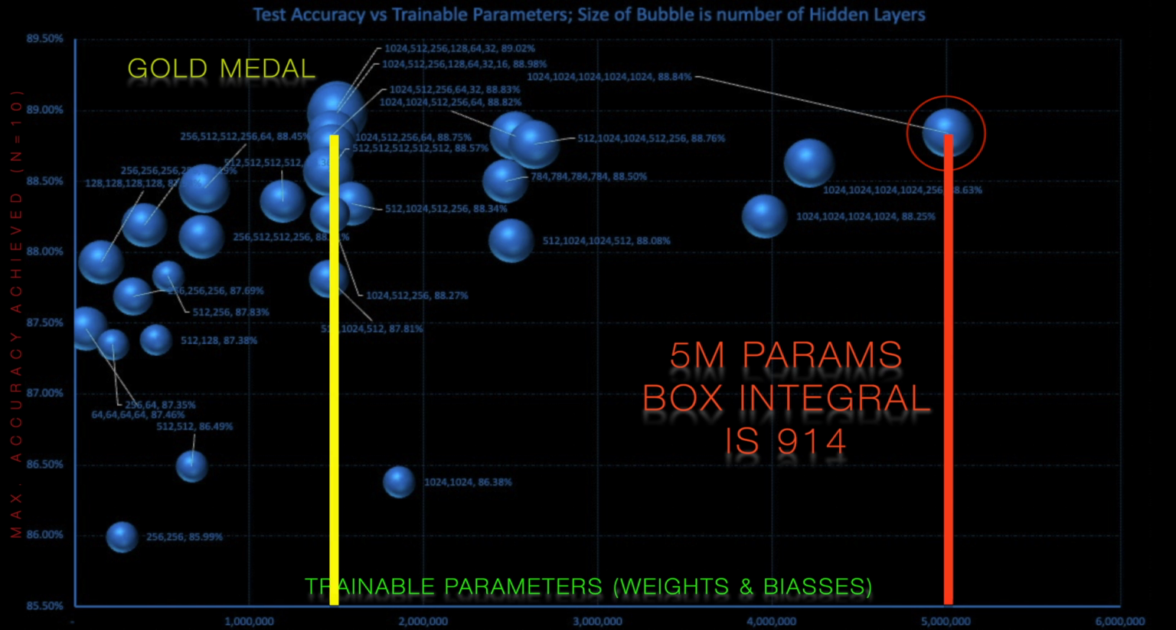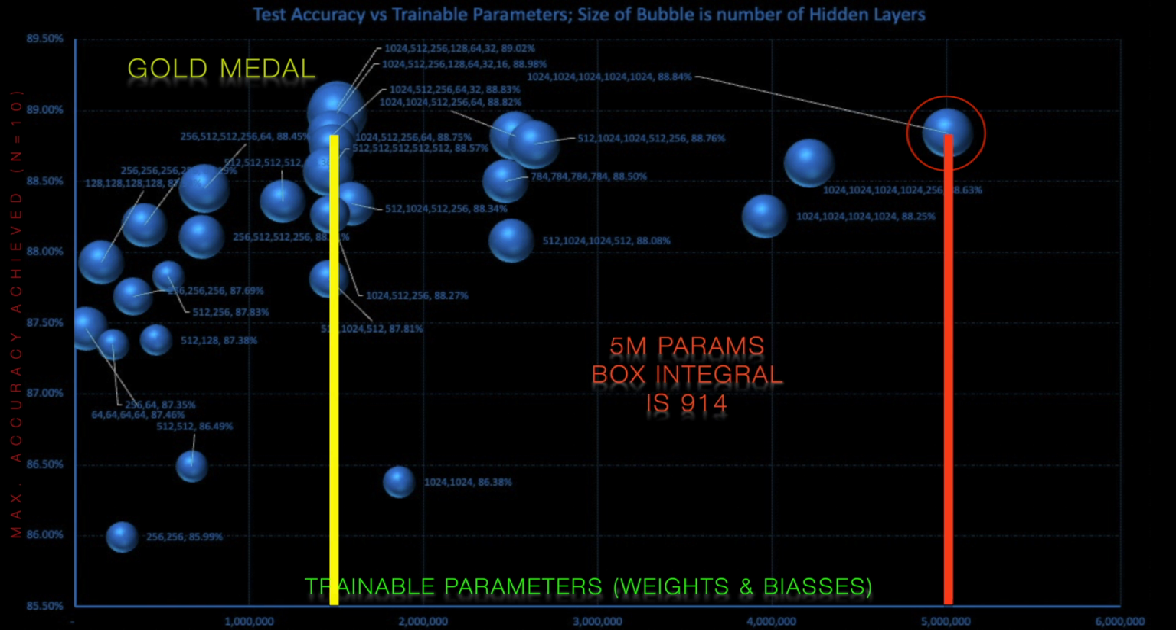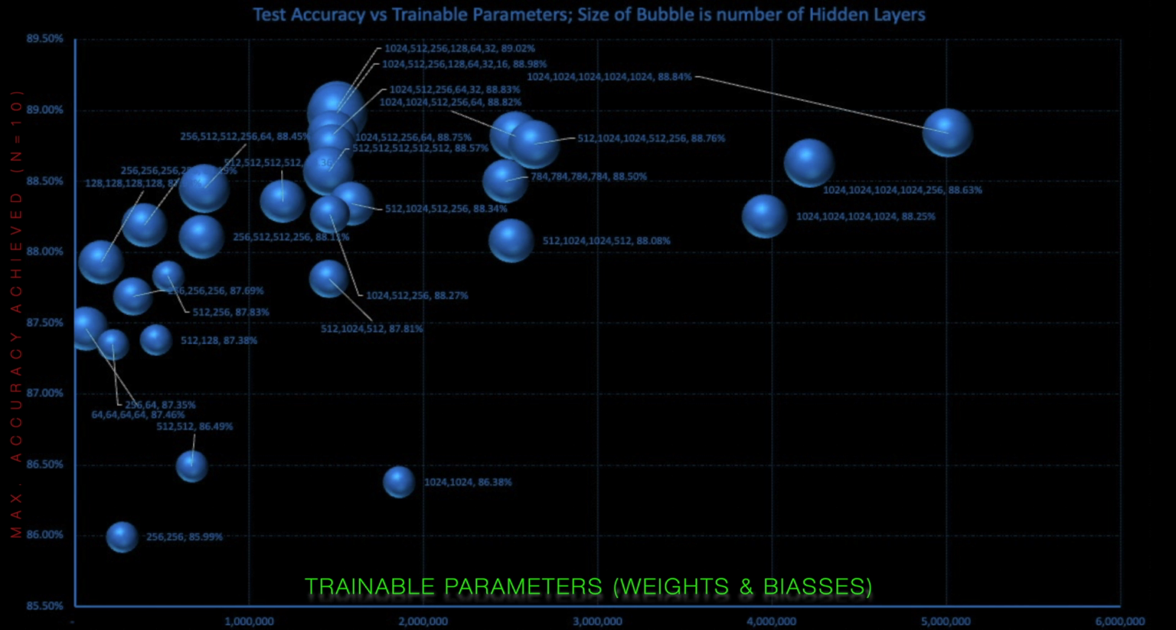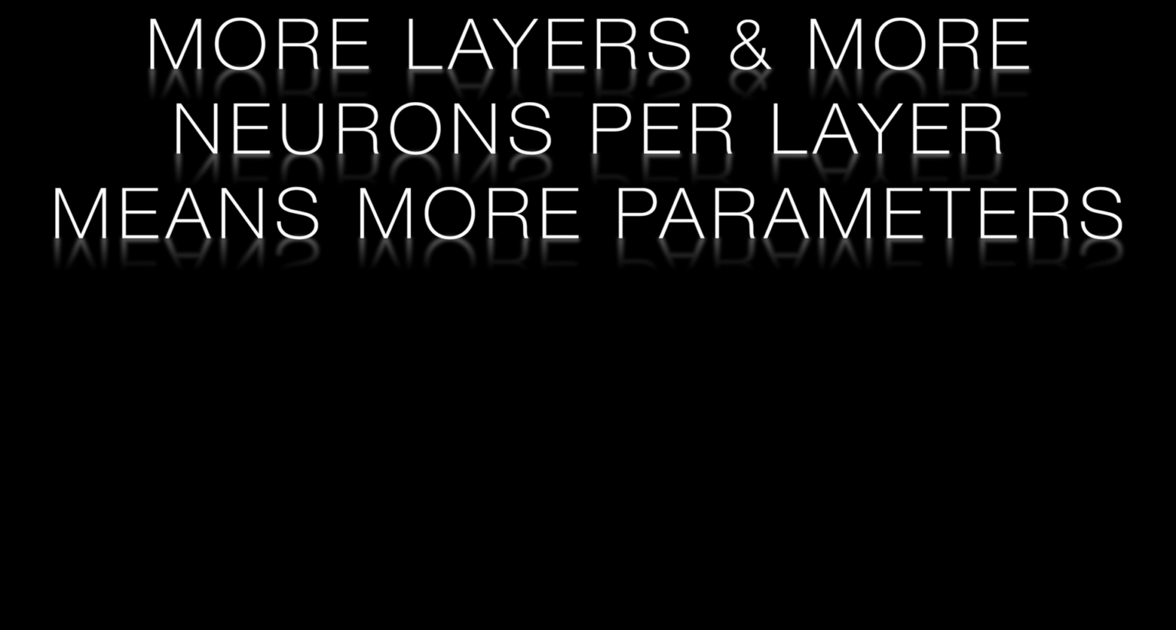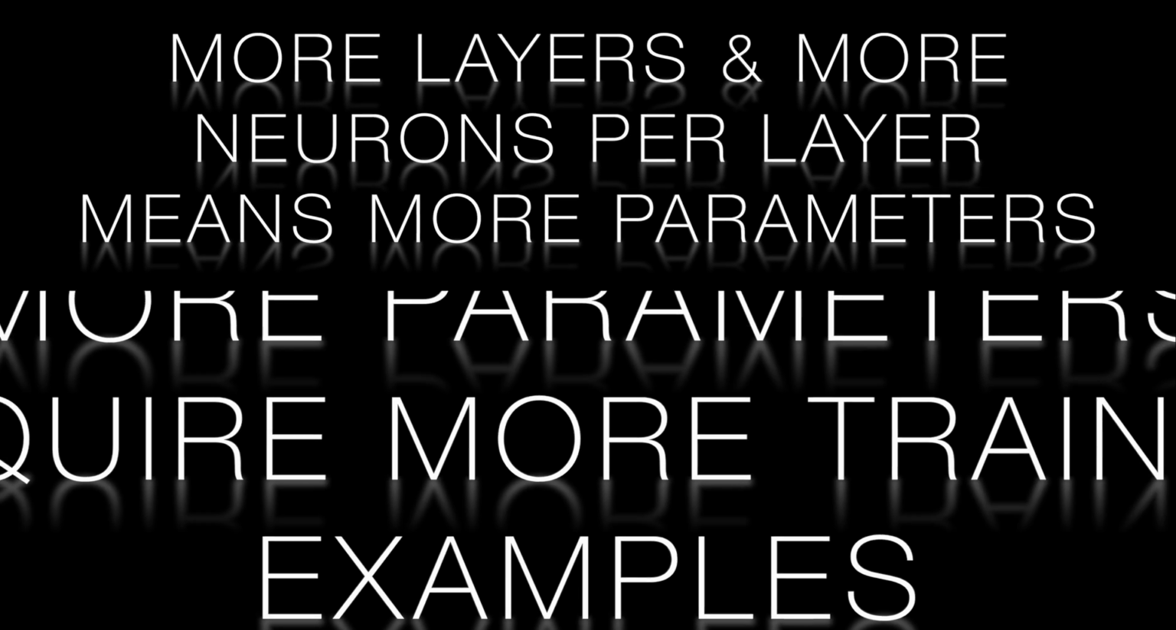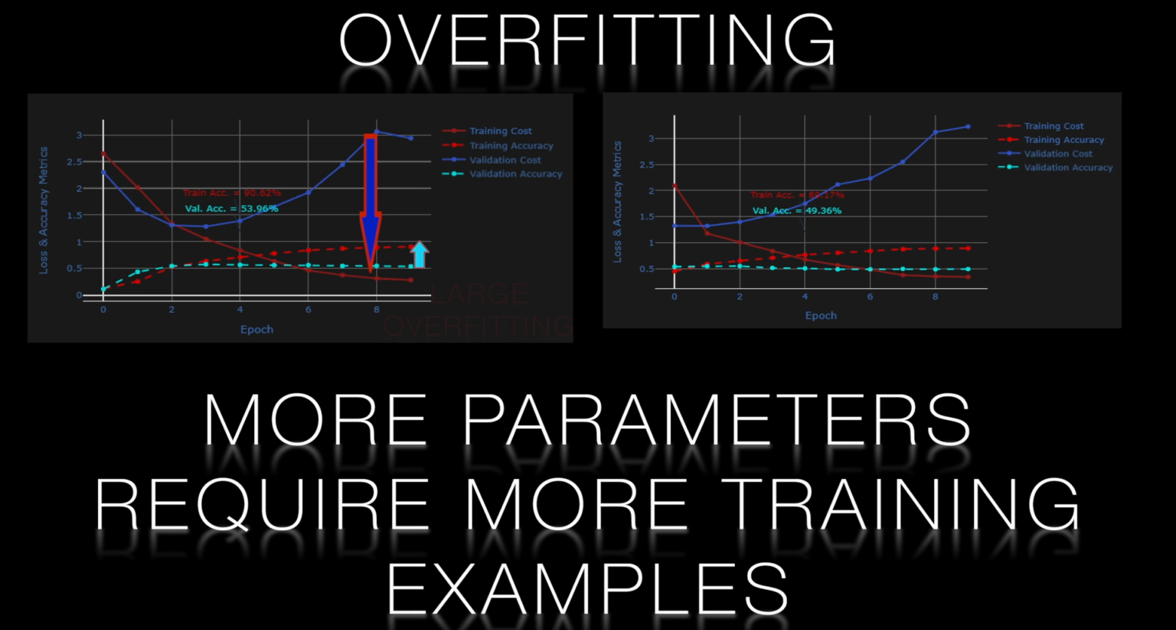So the moral here is adding parameters isn't free. Aside from the small tax of additional training time, every time you add a new parameter, a debt accrues. This debt needs to be paid with additional training examples. Otherwise, the network will be highly susceptible to overfitting.